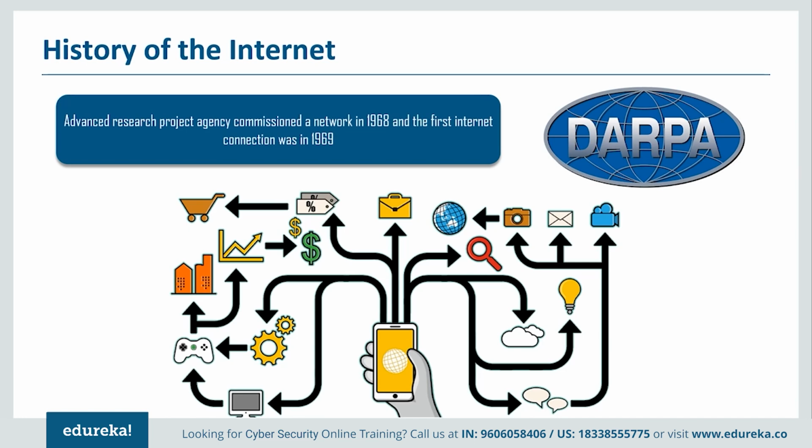So ARPA sent out this request for proposals to BBN, which is Bolt, Beranek, and Newman, and they were previously an acoustical consulting company, and they won the contract to build what was called the ARPANET. The first connection was in 1969, so that's where we get the idea that the internet began in 1969, and the internet as we call it now didn't really begin, but ARPANET did.